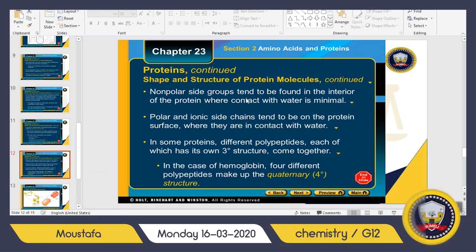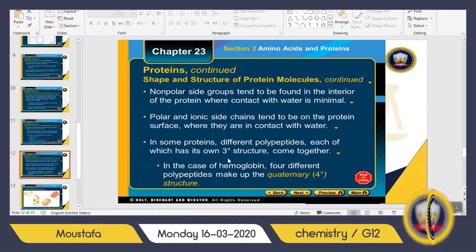Non-polar side groups tend to be found in the interior of the protein, where contact with water is minimal, because it is non-polar, so it dislikes water. Polar and ionic side chains tend to be on the protein surface where they are in contact with water. So here, return to the phospholipid bilayer of the cell membrane and compare between the two structures.